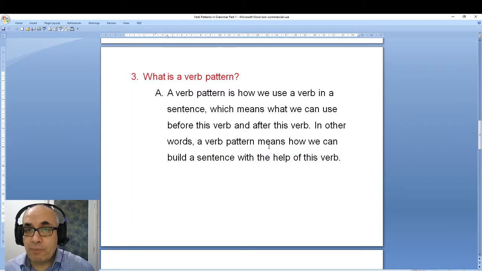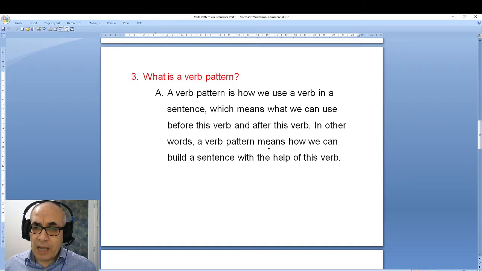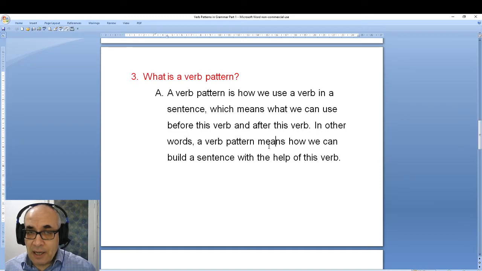So when we say a verb pattern, we have to know the verb, we have to know what comes before the verb and what comes after the verb. In this way we build a sentence. And as I said in my previous videos, the verb is the most important word in any sentence we speak, we read, we write, or we listen to.